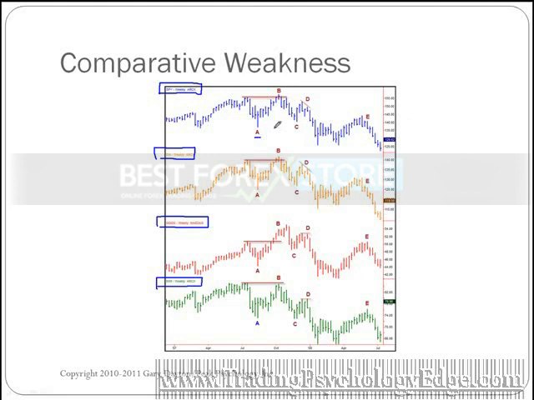We make lows at A here. And notice Russell makes a lower low. Everybody else, NAS is holding higher, Dow is higher, the S&Ps are slightly higher to about the same. Okay, so relative weakness is seen here, or comparative weakness.